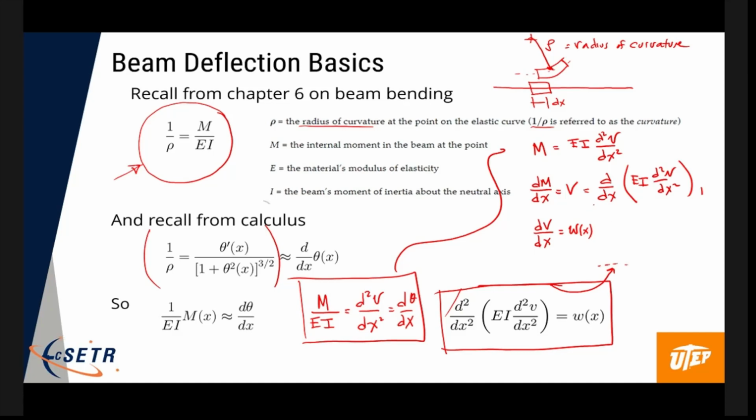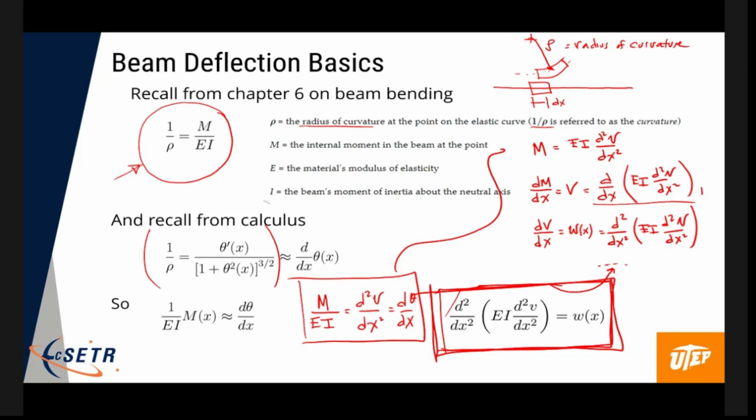And so again, we can take the derivative of this again, and that finally gives us the second derivative with respect to x of EI d squared v dx squared. All right, so that brings us down to this differential equation. It's a fourth order differential equation. It involves the fourth derivative of v of x.